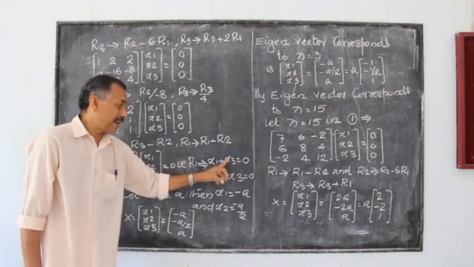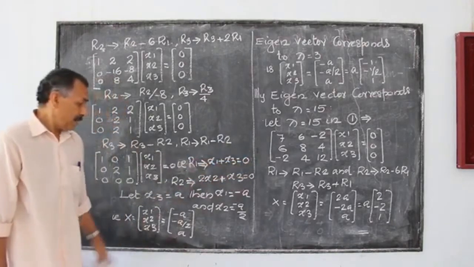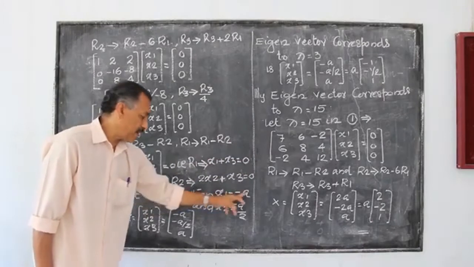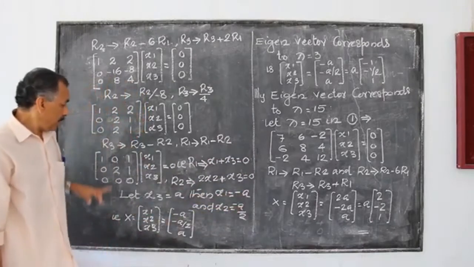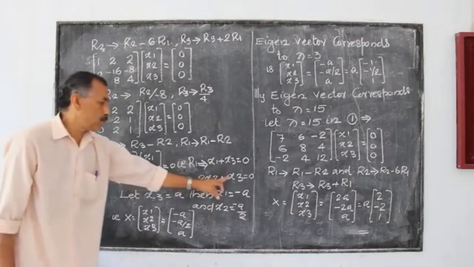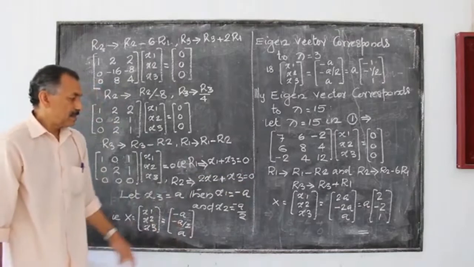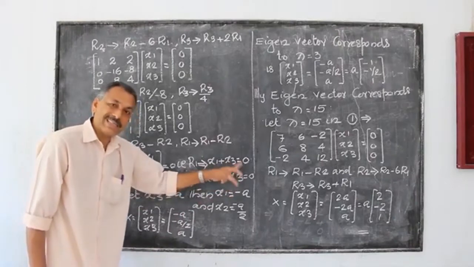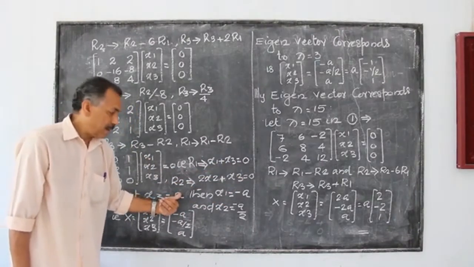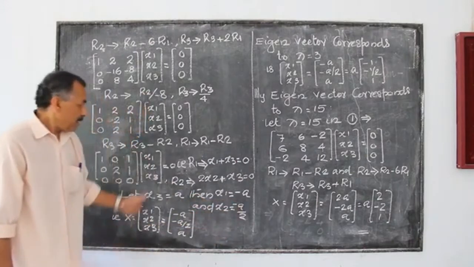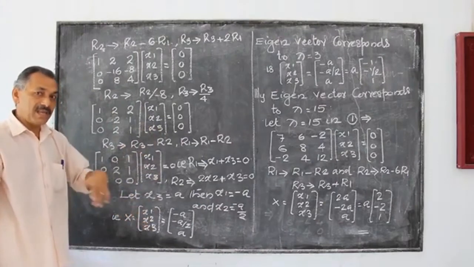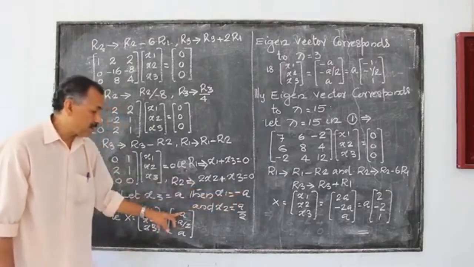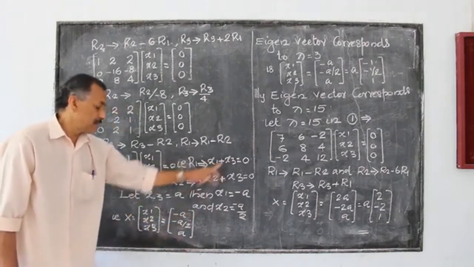From x1 plus x3 is equal to 0, x1 is equal to minus x3. Let x3 be equal to a, then x1 is equal to minus a. From 2x2 plus x3 is equal to 0, 2x2 is equal to minus x3, or x2 is equal to minus x3 by 2, that is minus a by 2. So for lambda equal to 3, the eigenvector X is given by x1 equal to minus a, x2 equal to minus a by 2, and x3 equal to a.